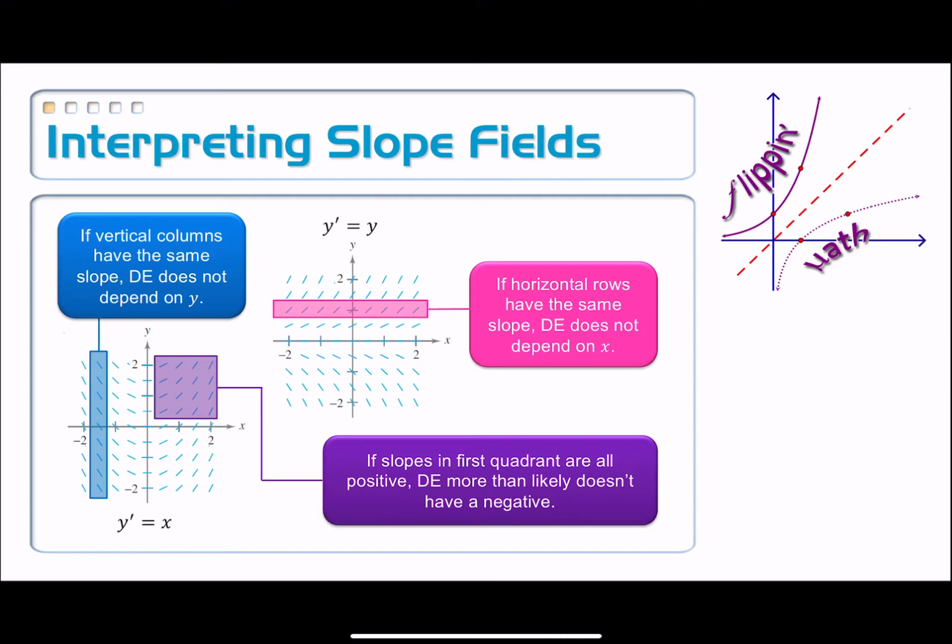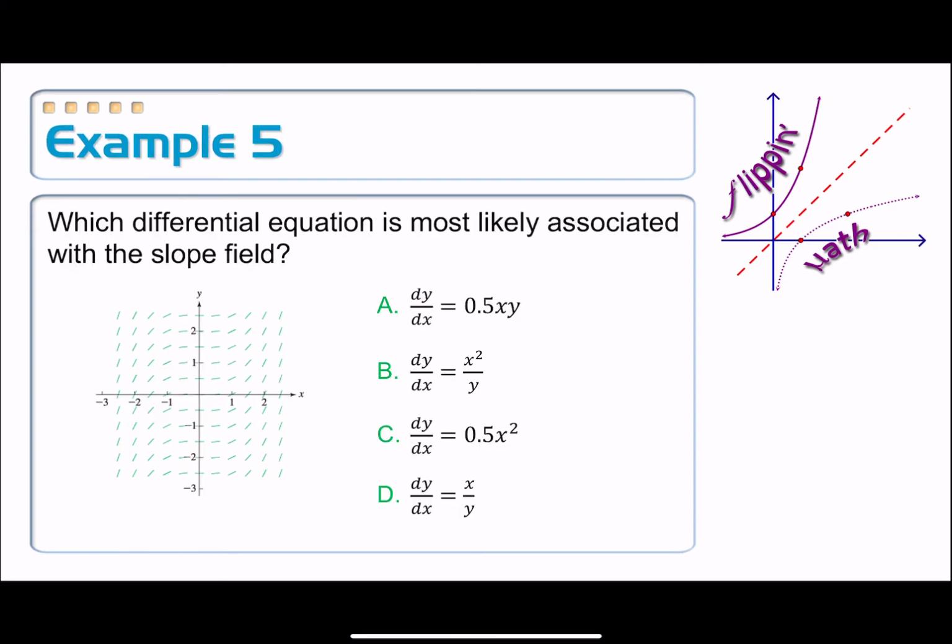Okay, so let's look at some multiple choice kind of slope field questions here. Which differential equation is most likely associated with this slope field? So we got 4 to choose from. Y prime is equal to 0.5xy, x squared over y, 0.5x squared, and x over y. So pause the video and see if you can make your way through this particular differential equation, seeing which one of these matches up with that slope field.